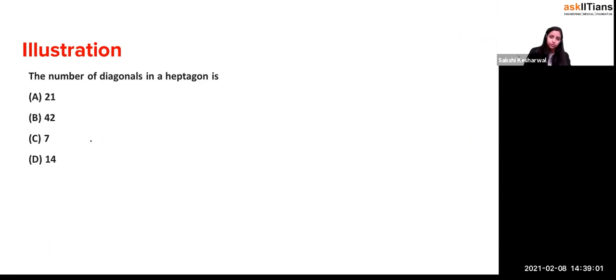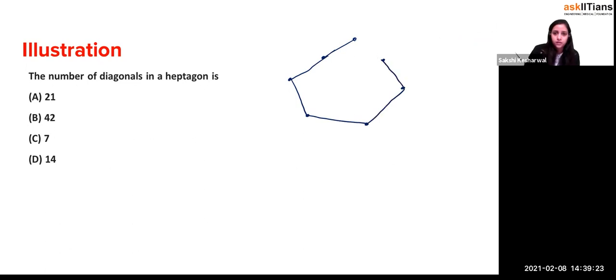Right. Now, find the number of diagonals in the heptagon. So this is going to be a trick question. What you have to do is draw a heptagon. So let's draw a heptagon. 1, 2, 3, 4, 5, 6, and then 7. Try to join like this. I'm very poor at drawing, but try to understand my feeling. Take this as A, B, C, D, E, F, and G.